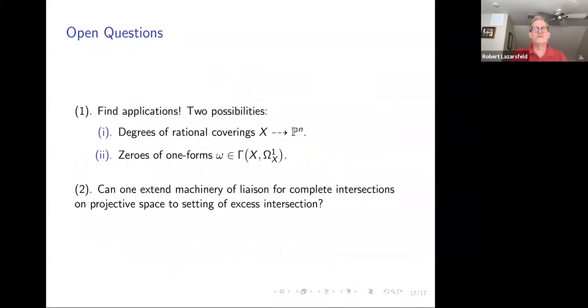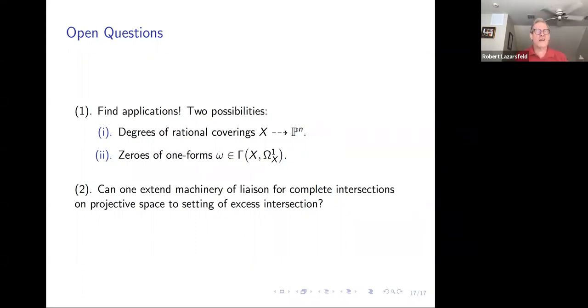I want to close with two questions. So the first, which is kind of embarrassing, is that I spent an hour talking about this Cayley-Bacharach theorem for bundles with multiplier ideals, but I have to confess that there aren't any really compelling applications yet. So the first question is to find some applications. So two possibilities. One, which I'm hopeful will eventually lead somewhere, is this thing I mentioned before: use this trace Cayley-Bacharach theorem to say something about degrees of rational coverings.